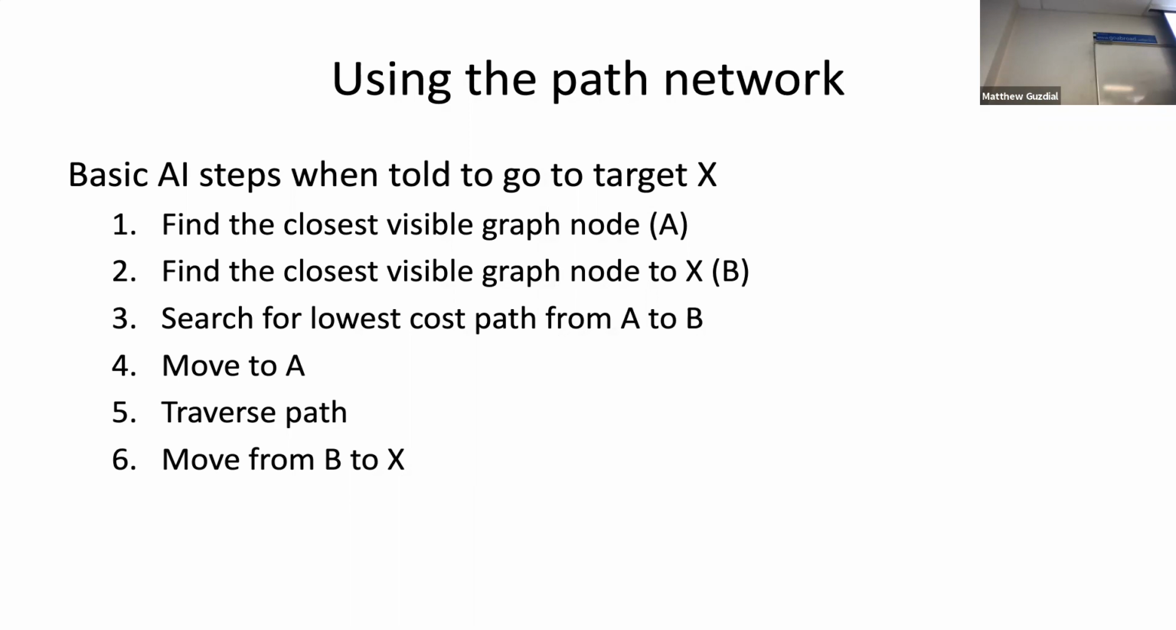Then from there, we want to find the closest visible graph node to our goal, the place we're actually trying to get to. Then we want to search for our lowest cost path from A to B: move to A, traverse the path, and move from B to X.